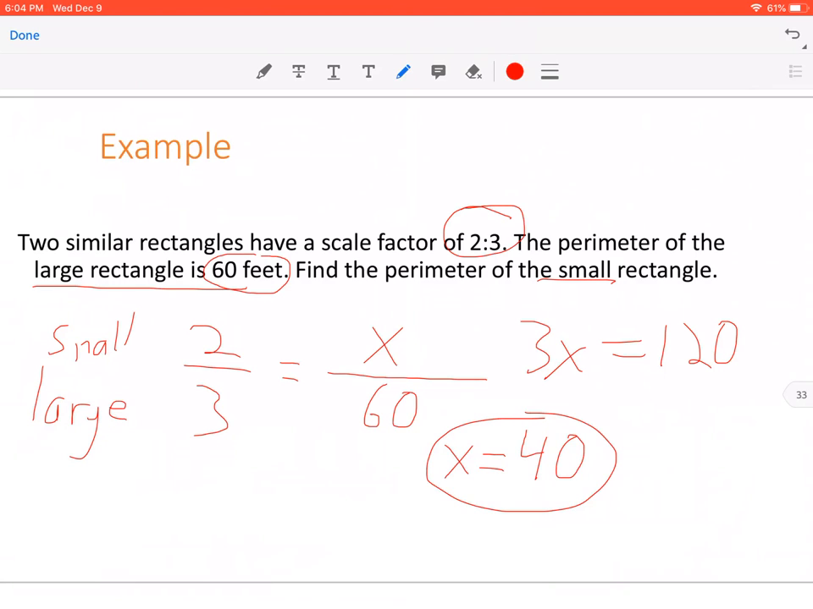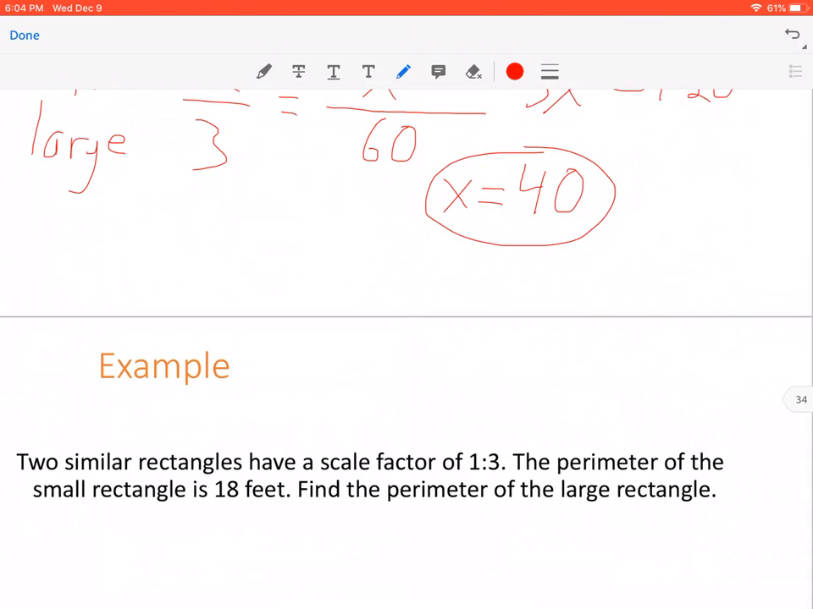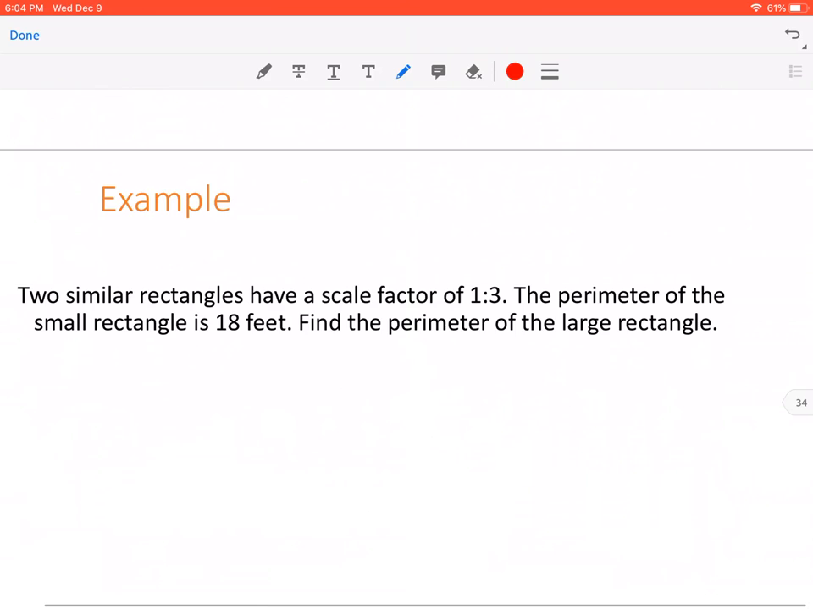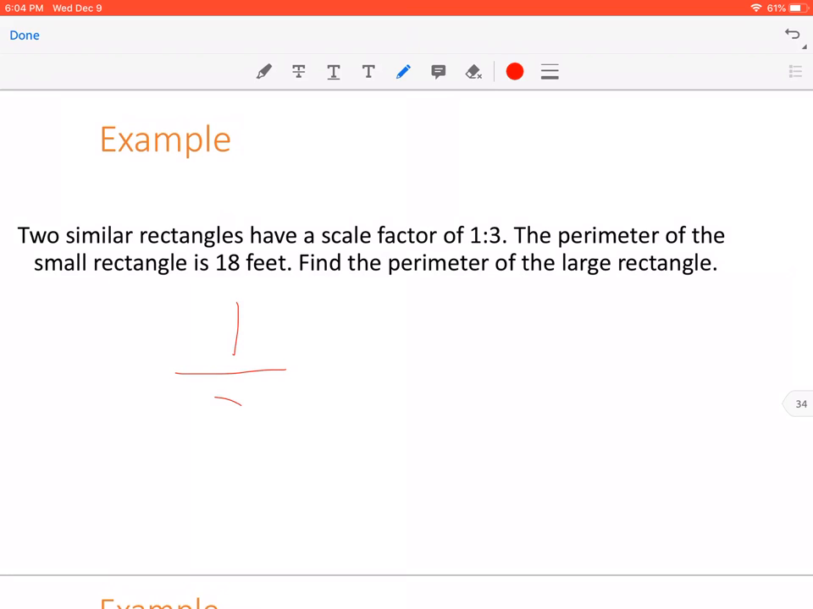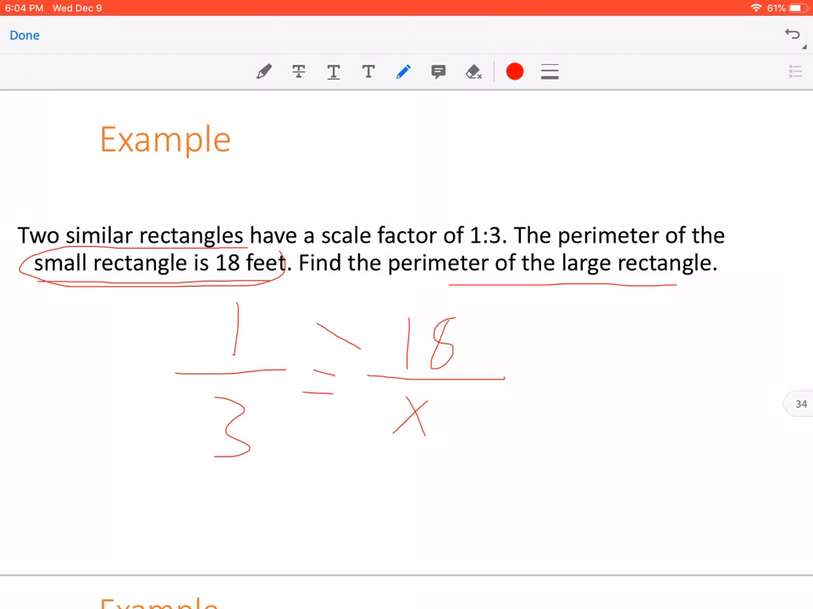All right. Same thing. Two similar rectangles have a scale factor of 1 to 3. Okay. The perimeter of the small rectangle is 18. Find the perimeter of the large. Okay, so where do I put 18 since it's the small rectangle, top or bottom? It's got to go up top because 1 is less than 3. And there it is there. That one's easy. 1 times x is x equals 18 times 3, 54.